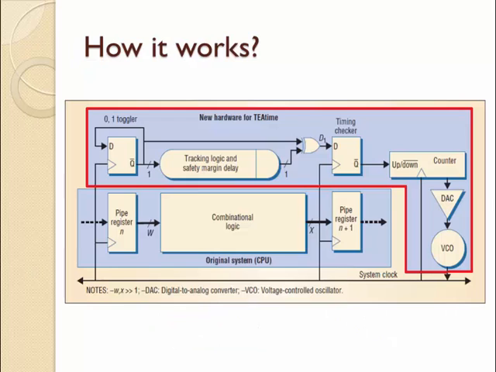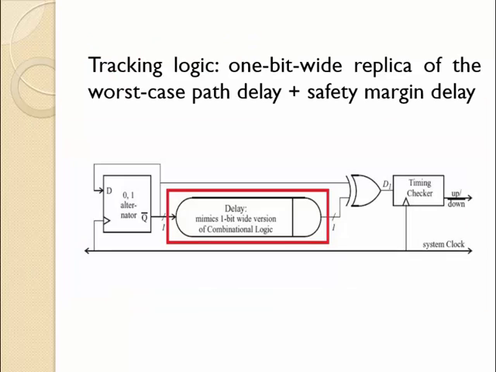How TEATime works. Here is presented the TEATime block diagram, which is formed by a tracking logic plus a safety margin delay, a toggle flip-flop, an XOR gate, a timing checker flip-flop, an up-down counter, a digital to analog converter, and finally a voltage controlled oscillator. The tracking logic is used to mimic the worst case delay in a synchronous system. It's a 1-bit wide replica of the worst case path in the system, with a slight delay added to it that provides a safety margin for the system.